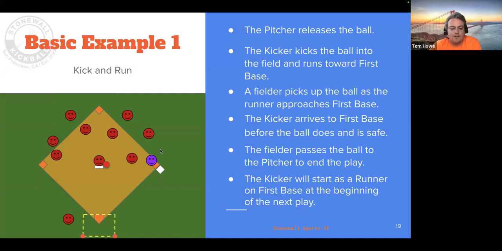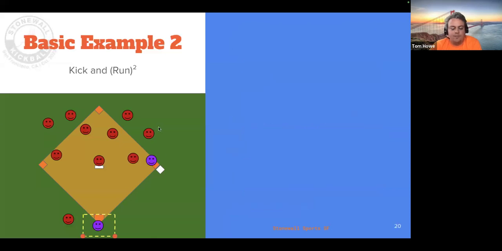Perfect. So we're going to continue with a second example. We've got our previous kicker safe on first, and the second kicker is going to come up and try and get on base here.